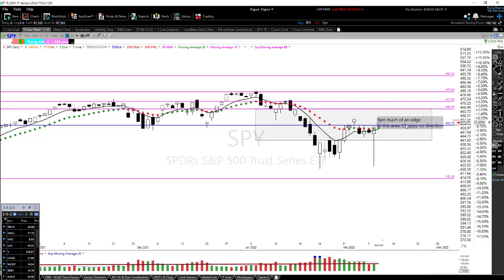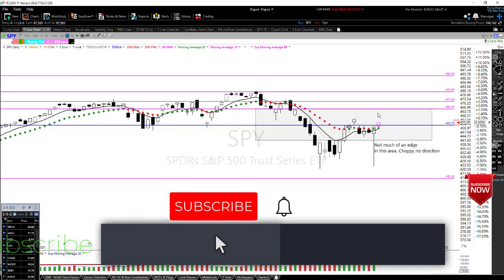I'm still going to go with I think the edge is better. I do think the edge is better, at least for a continued relief rally. That I do think. But I do believe we're still in a very choppy area here.